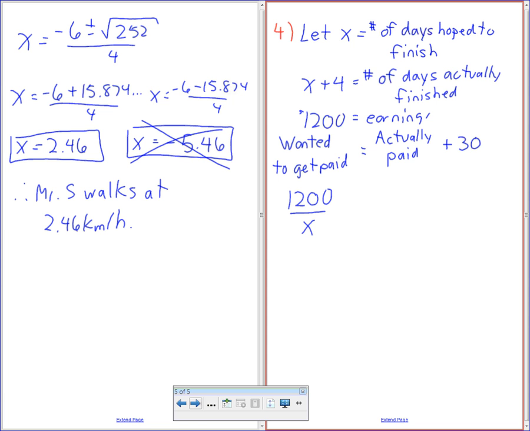Think of it this way: if he's starting his business, he's saying, okay, I'm going to charge $100 a day. I'm hoping it'll take me 12 days. So that's $100 a day, so that's $1,200. It took him longer, so he's going to earn less per day than he wanted. He's still charging $1,200, but he's going to get paid less. How much did he actually get paid per day? Good. 1200 divided by 6.